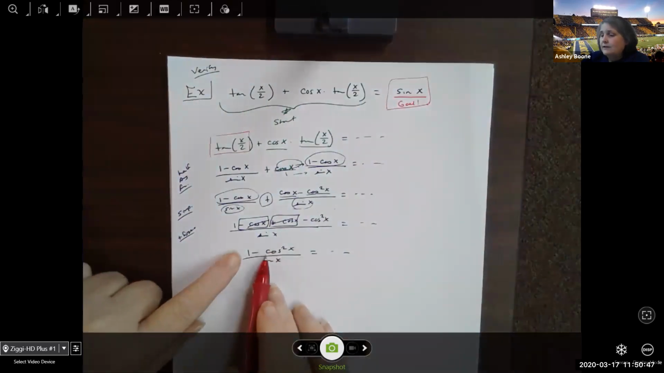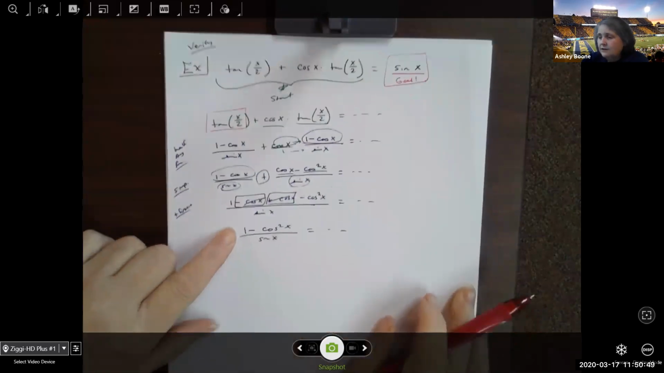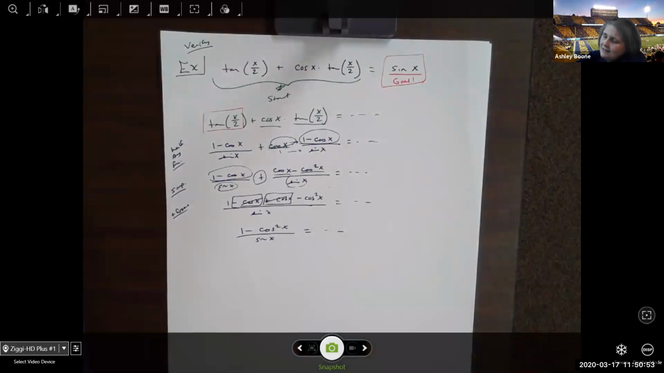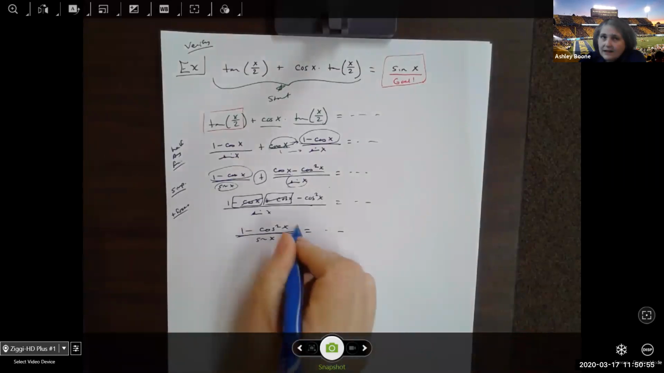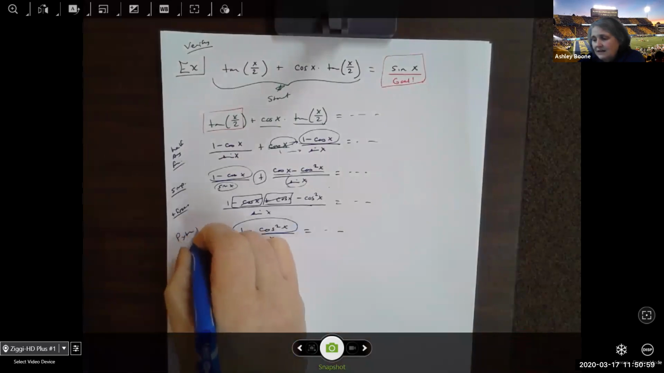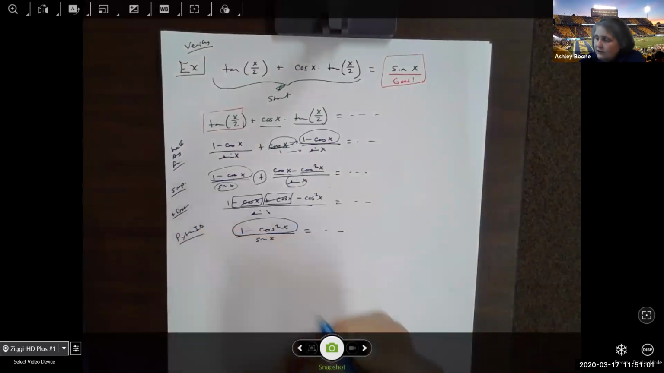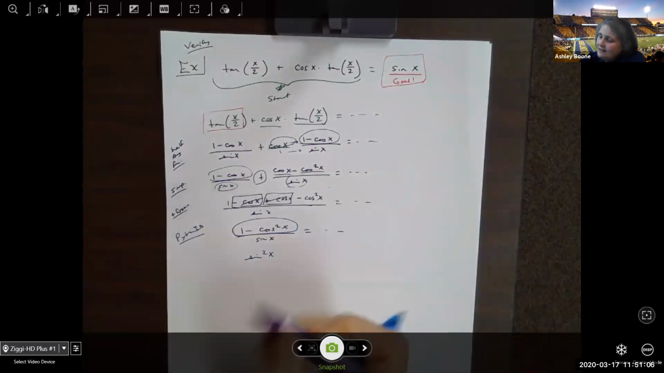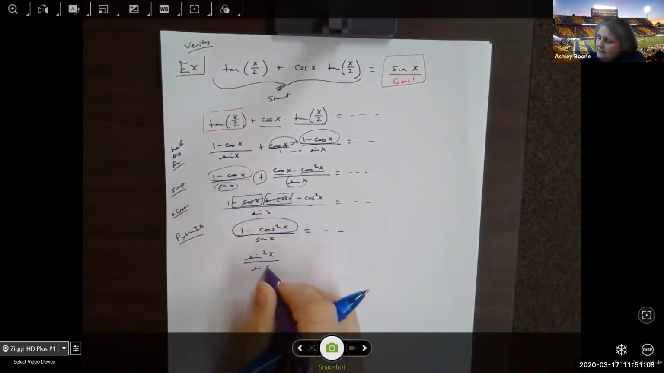You may notice, and hopefully you're already starting to notice, that you're getting closer, because what is 1 minus cosine squared? This is one of our Pythagorean identities. 1 minus cosine squared is the sine squared of x. So we have sine squared of x over sine of x. So one of our sines will cancel, and that leaves us with sine of x.